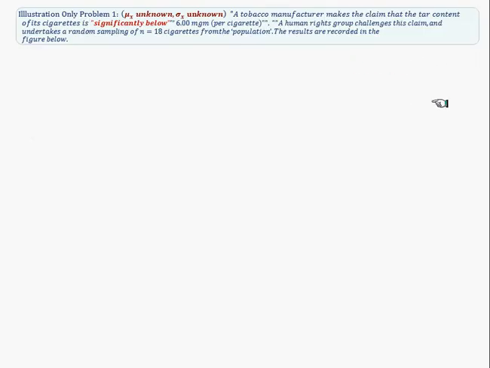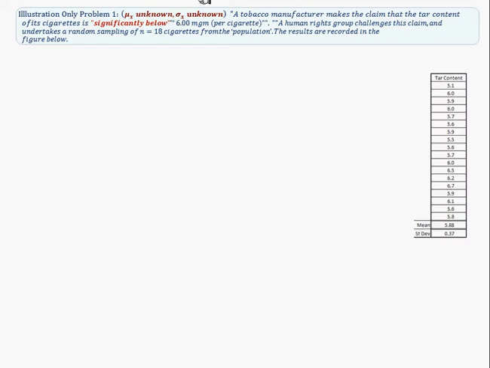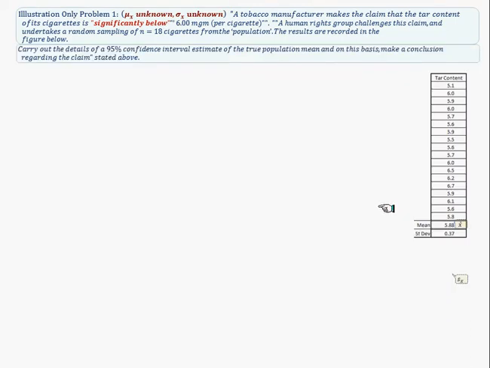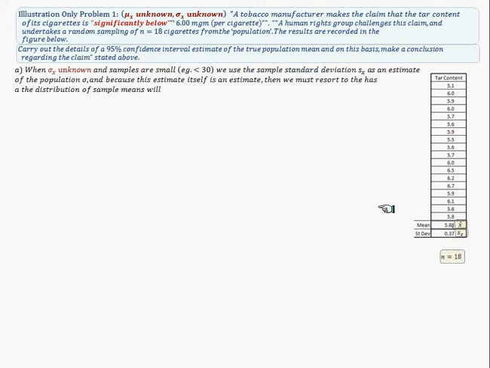To illustrate the notions involved, we're going to consider a tobacco manufacturer who makes the claim that the tar content of its cigarettes is significantly below 6.00 milligrams per cigarette. A human rights group challenges this, and they undertake a sampling of n equals 18 cigarettes. The results appear in this figure to the right, and we see here that the sample mean x bar is 5.88. There's the standard deviation based on n equals 18.